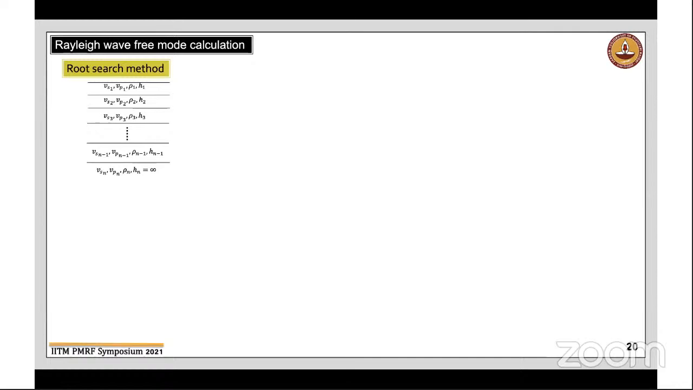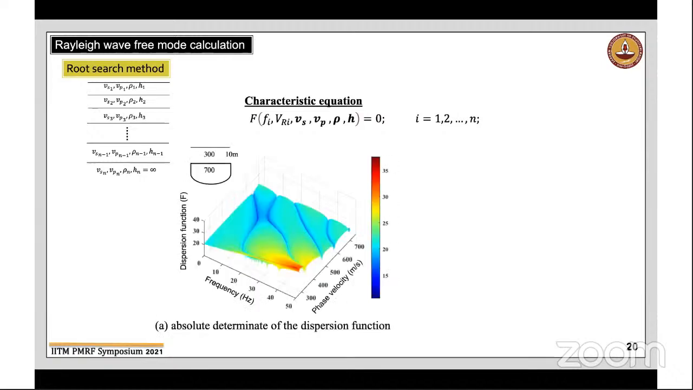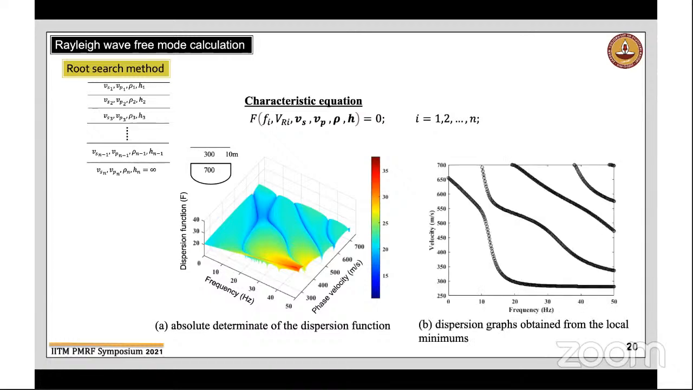Here we reviewed most of the available methods, which can be broadly classified into two groups. First is the root search method, and another one is eigenvalue-based numerical methods. This root search method works by solving the Rayleigh wave equation, which is a function of frequency, phase velocity, and layer parameters. Now, taking various combinations of this frequency and phase velocity, it generates a dispersion function surface, and finally we will get the dispersion graphs.